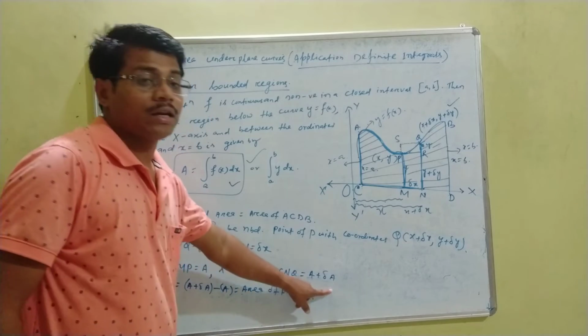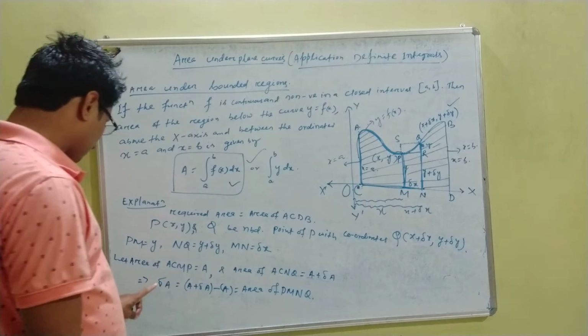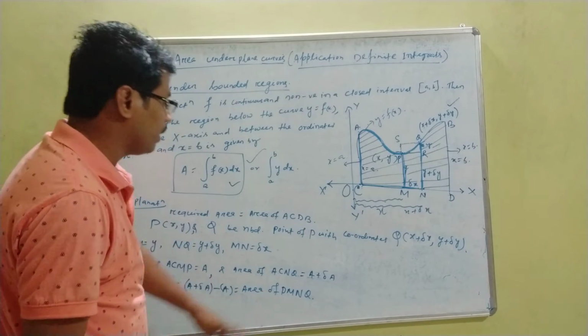A plus delta A. Then what will be the area of this region? The area of this region, delta A, is equal to the area of PMNQ.